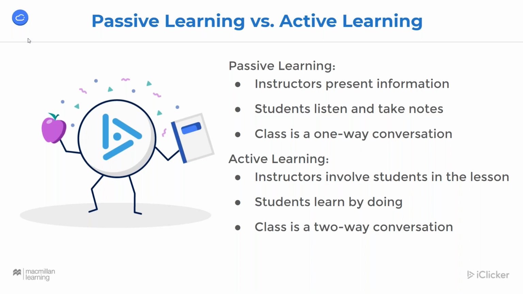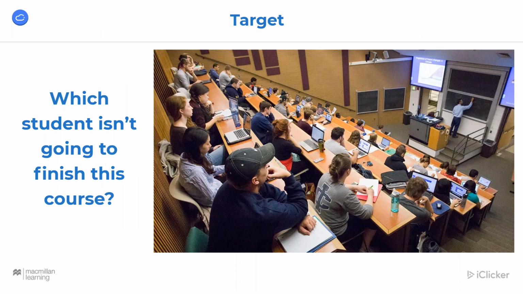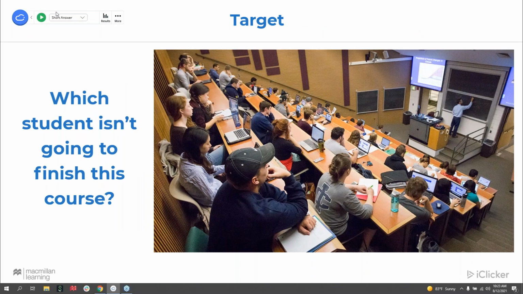I think every instructor who's used iClicker has asked an iClicker question and has gotten unexpected results from it and has had to adjust their lesson plans as a result. That's a really good example of how iClicker makes it a two-way conversation and not just one way. So here's an example of a target question, and this is also an example of the type of question that you want to be asking yourself as you think about iClicker as a larger assessment tool.